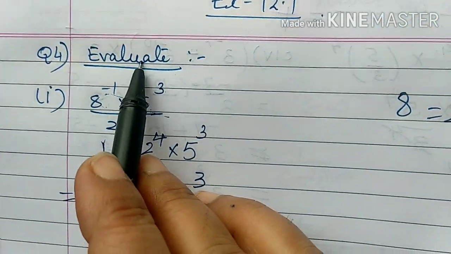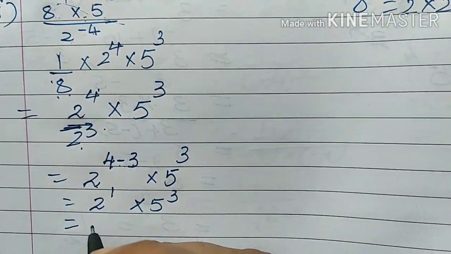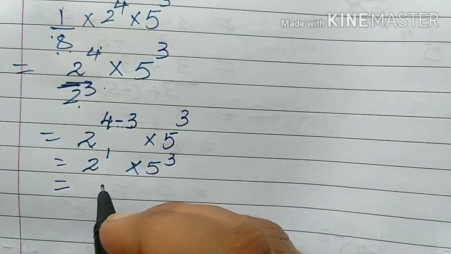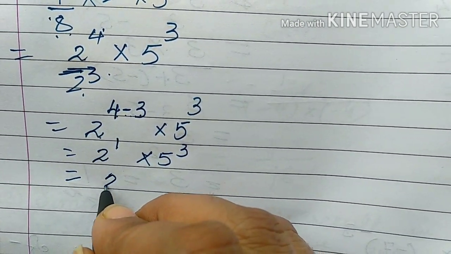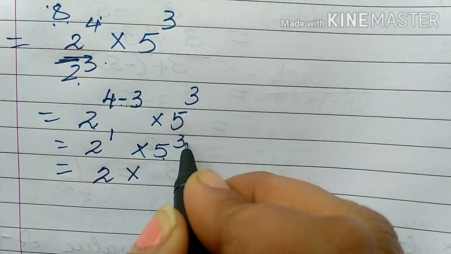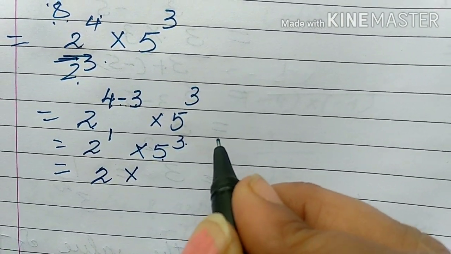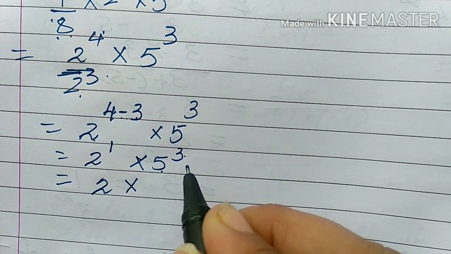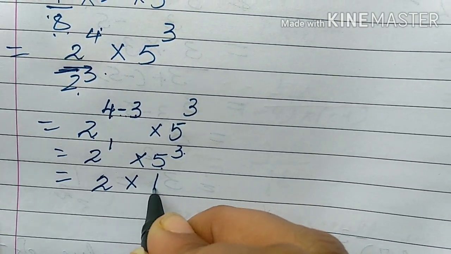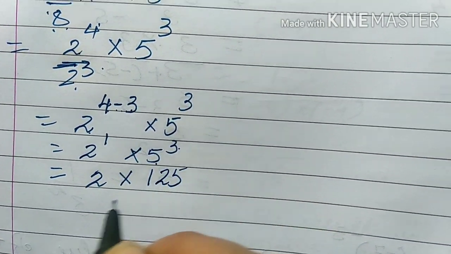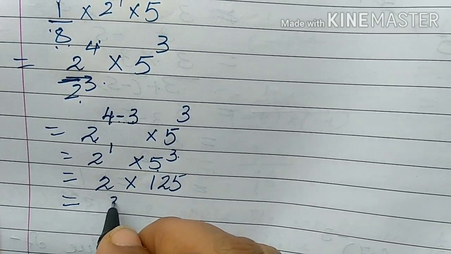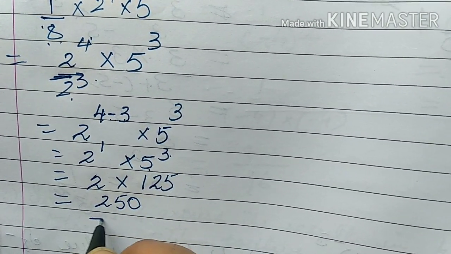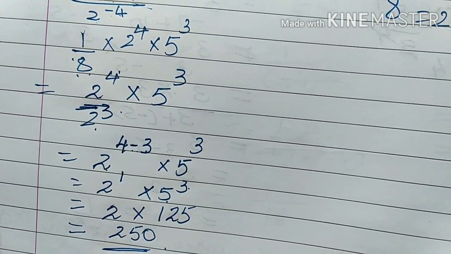Since it says evaluate, we have to write the final value. Means don't leave your answer in exponent form. We will again simplify it. 2 will remain 2. 5 raised to 3 means 5 is multiplied 3 times. That is 5 into 5, 25. 25 into 5 is 125. Again multiply 125 by 2. You will get the answer 250. So this is our final answer.